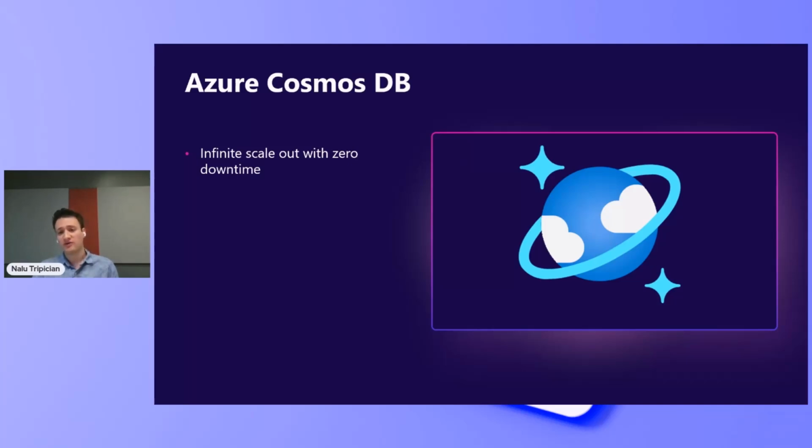RUs are Cosmos DB's measure of how much throughput a container can handle. There are different provisioned throughput models, but essentially, if you need more throughput, all you have to do is raise the limit, and Cosmos DB will automatically, in the background, raise that limit with no downtime.